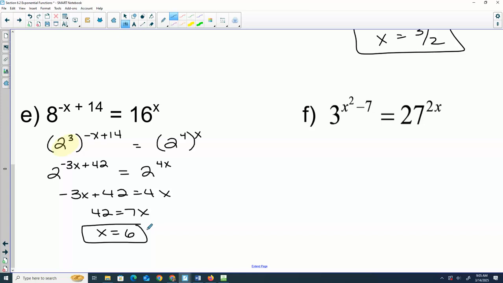Any questions on that? So we might have to change the base on both sides to make it match. Alright, I want you guys to try F for me.